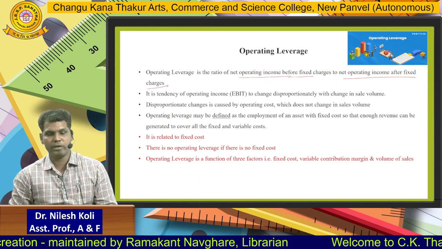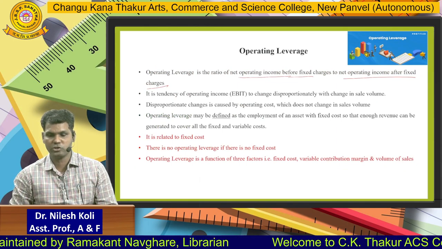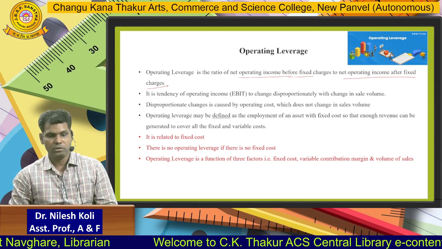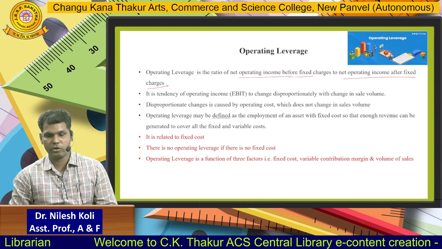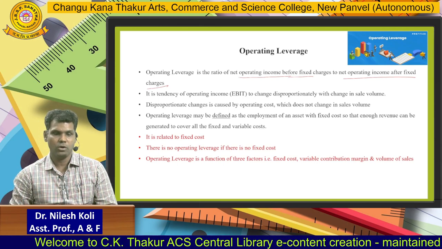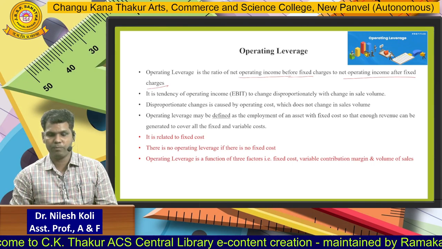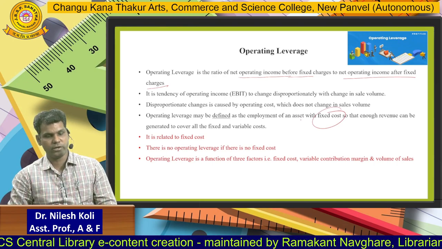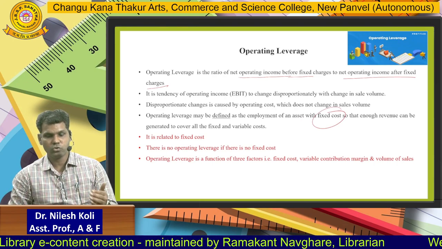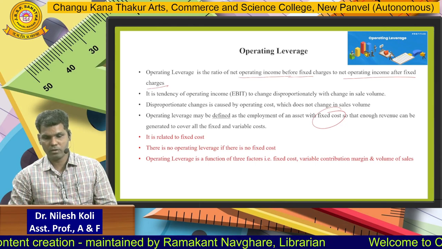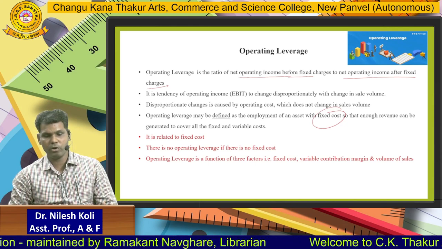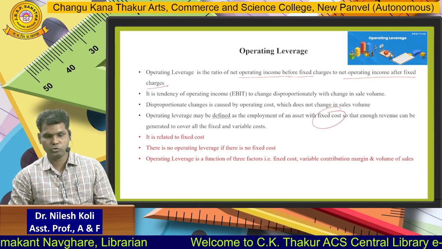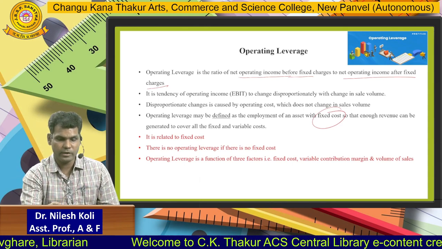It is the tendency of the operating income, EBIT, to change disproportionately with the change in sales volume. As the sales volume changes, the operating income will change. Disproportionate change is caused by the operating cost, which does not change with the sales volume. Operating leverage may be defined as the employment of assets with fixed cost, so that enough revenue can be generated to cover all the fixed and variable costs. As sales increase, the variable cost increases proportionately while the fixed cost remains constant, so it is related to the fixed cost.